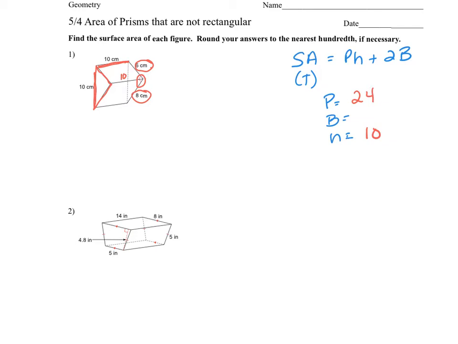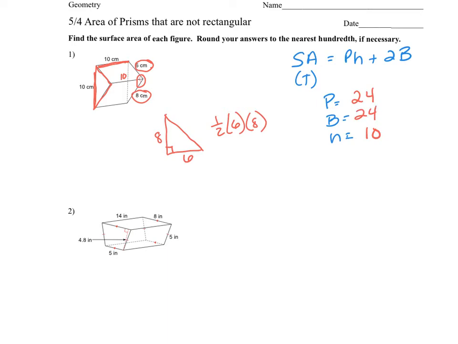Now the area of the base. If we pull out that triangle, we still know that the base is a triangle. And we have one side that's 6 and one side that's 8, and we know it's a right triangle. That is 1/2 base, which is 6, times height, which is 8, which is 24 also.